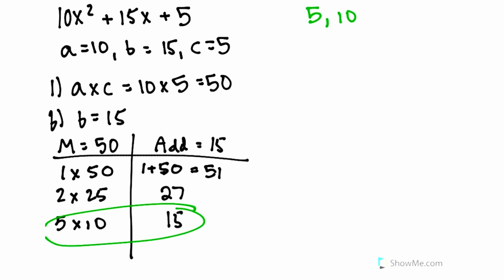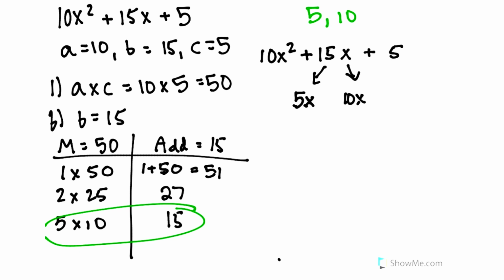They're 5 and 10. What we do now is go back to our original quadratic equation and split our center term using the two magic numbers, so 5x and 10x. Then we'll rewrite our quadratic expression as 10x squared plus 5x plus 10x plus 5.